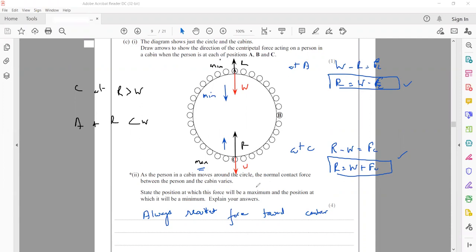Okay. So this is the last question for discussion today. Next session we'll do more questions and start a new topic which is about momentum.